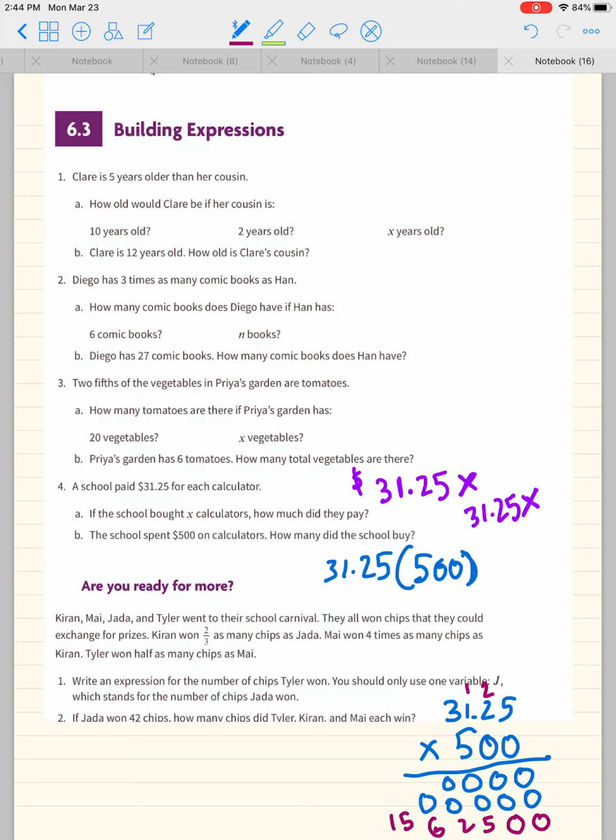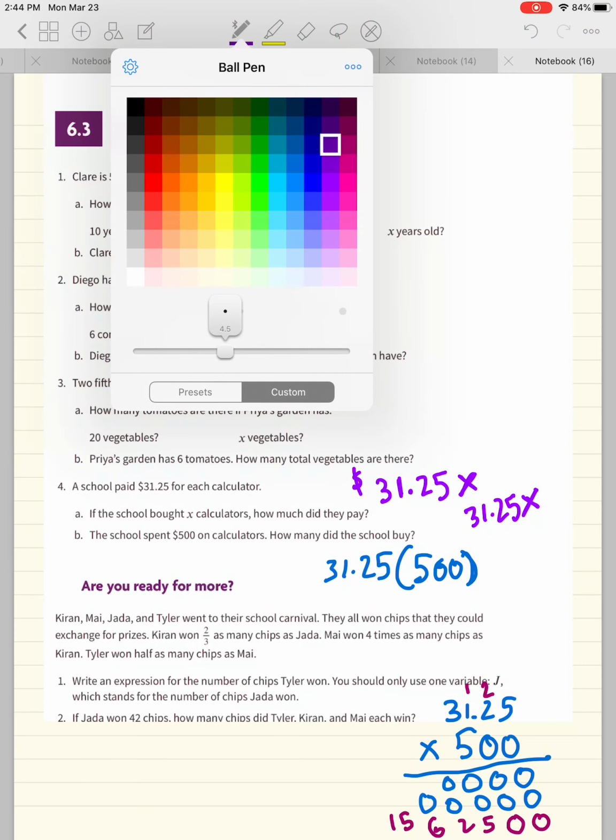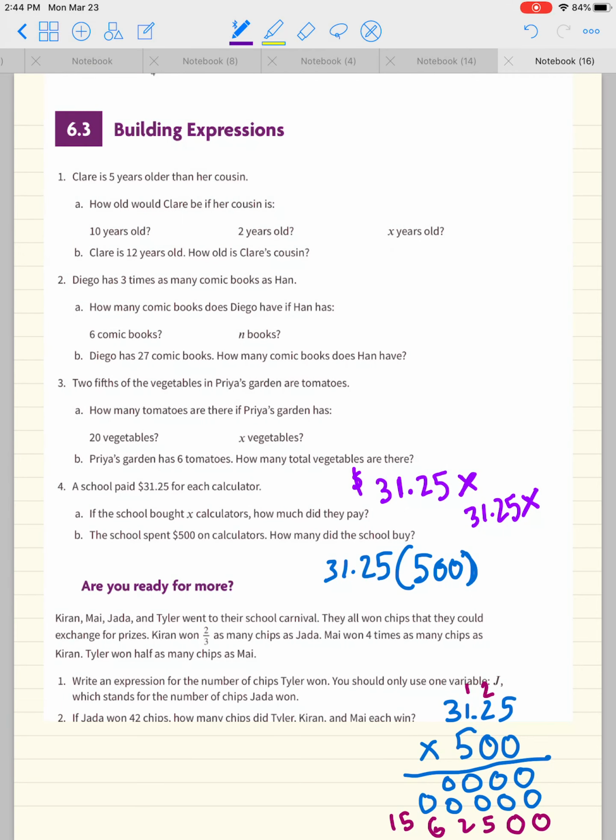Now I need to add all those numbers together, but that's easy because we have 2 rows of zeros. So I'm just going to take this last row and I'm going to move the decimal over 2 places. And I'm going to end up with an answer of 15,625. That is how much, not dollars, 15,625 calculators.